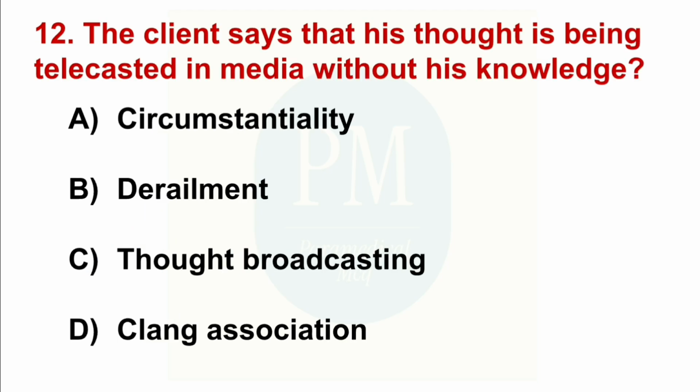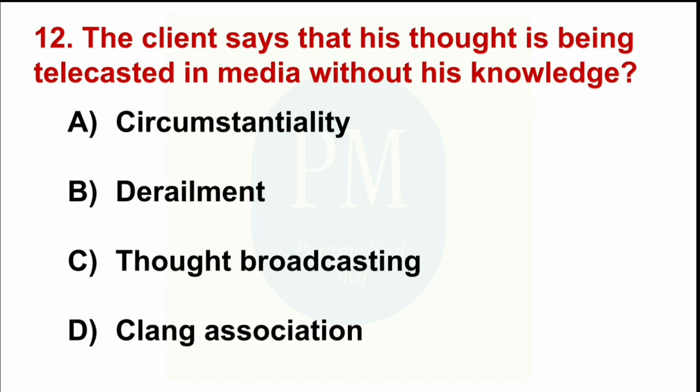The client says that his thought is being telecasted in media without his knowledge. Option A: circumstantiality. Option B: denialment. Option C: thought broadcasting. Option D: clang association. The correct option is option C: thought broadcasting.